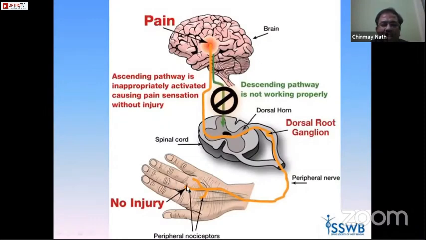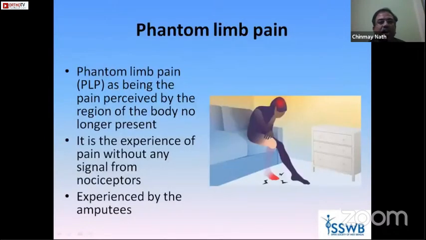See, there is no injury at the receptor level in the skin, and the somatic afferent fibers, which may be A delta or C, are intact, up to the dorsal root ganglion also intact, and it goes to the dorsal horn, crosses at the spinal level and goes to the thalamus and to the brain. But the problem is in the descending pathway. The descending pathway is not working and it is not inhibiting the ascending pathway. That is why the normal stimulation goes to the brain as an excitatory stimulation, and it is represented as a painful stimulus.